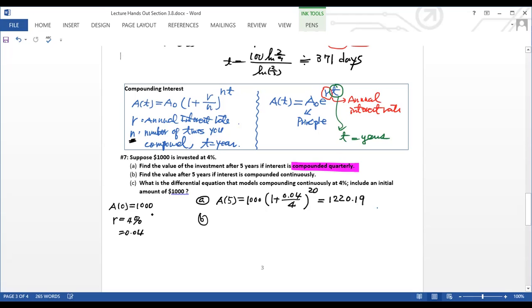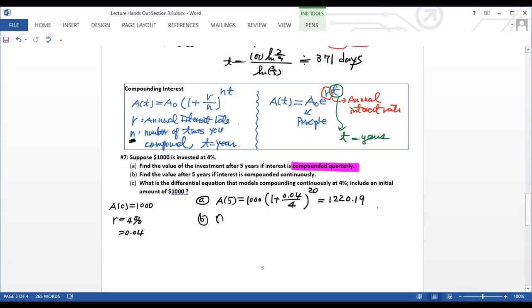Okay, so remember, if you're compounding more frequently, you will get more money, right? Compounding continuously means every second, every minute, I'm compounding my interest. So compounding continuously is supposed to give you the biggest return, right? So let's see the compounding continuously.